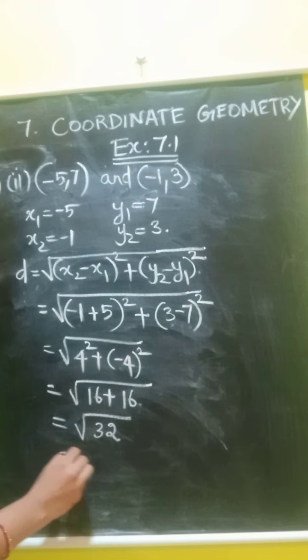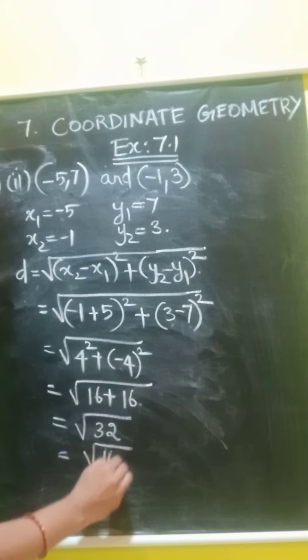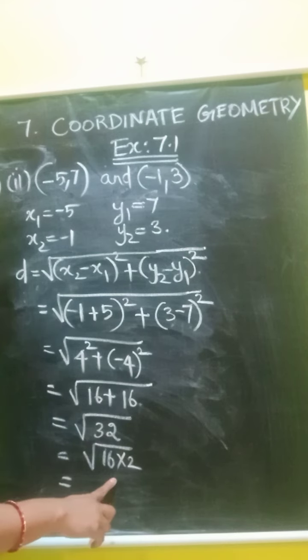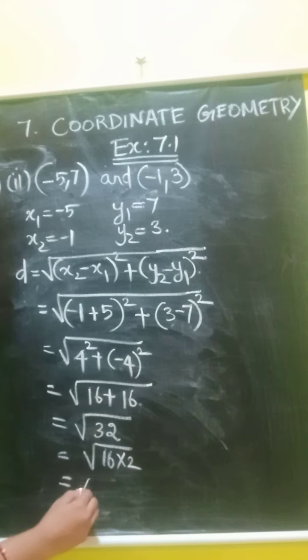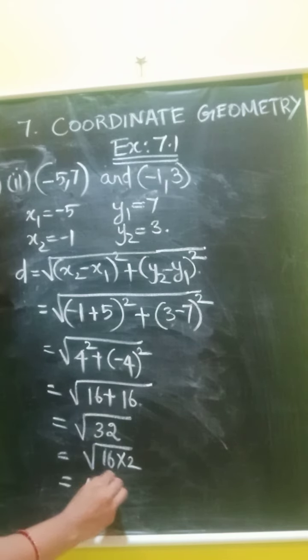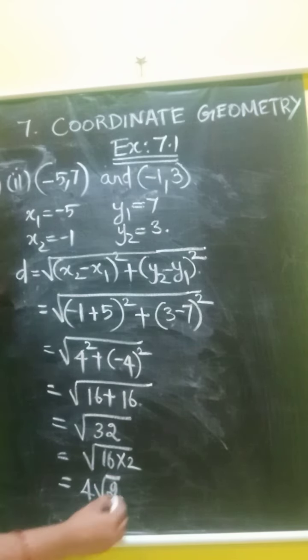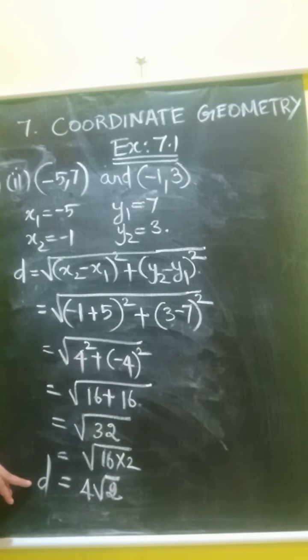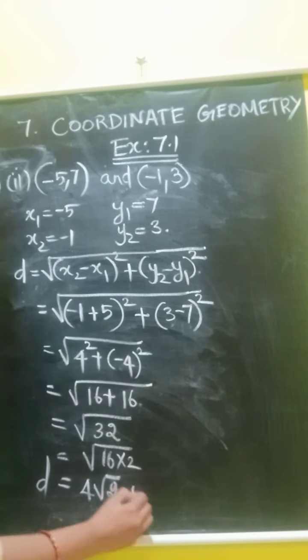32 can be written as 16 into 2. 16 is a perfect square. So square root of 16 is 4. 2 remains inside the square root. That is, the value for the distance between these 2 points is 4 root 2 units.